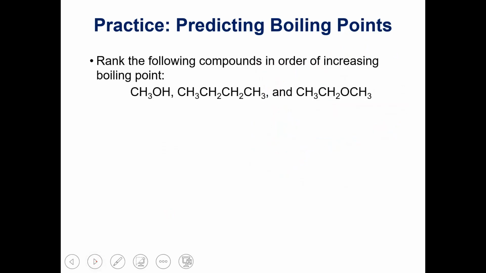So let's take a look at an example where we have to put things in order of boiling point. We have CH3OH, CH3CH2CH2CH3, and CH3CH2OCH3. The key to looking at this is one of the points I've made a couple of times so far: the stronger the intermolecular forces are, the higher the boiling point is going to be. If we look at CH3OH, we have an oxygen that's directly bound to a hydrogen, so this molecule is going to exhibit hydrogen bonding.